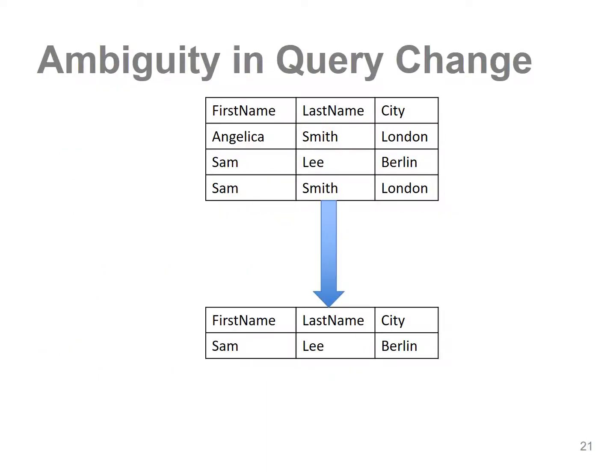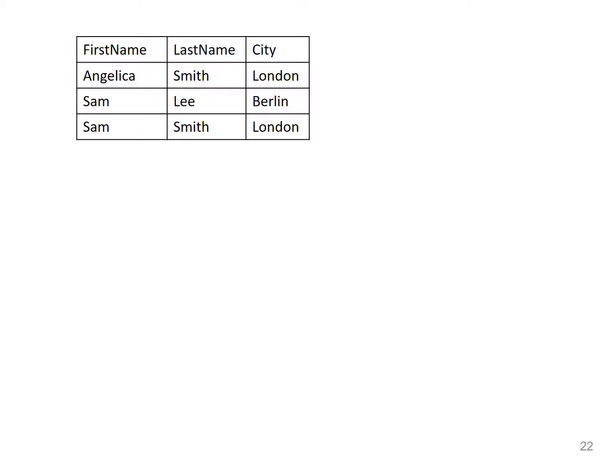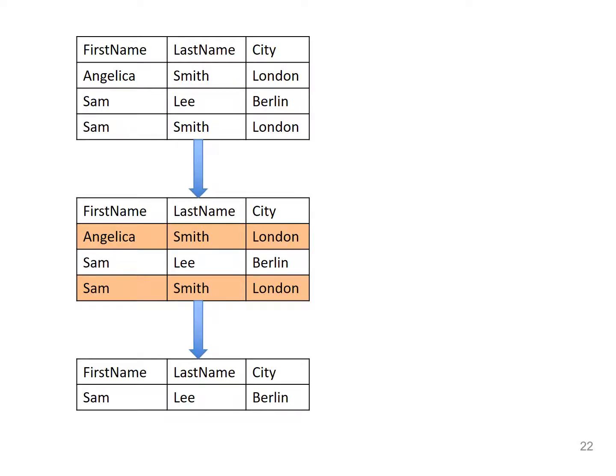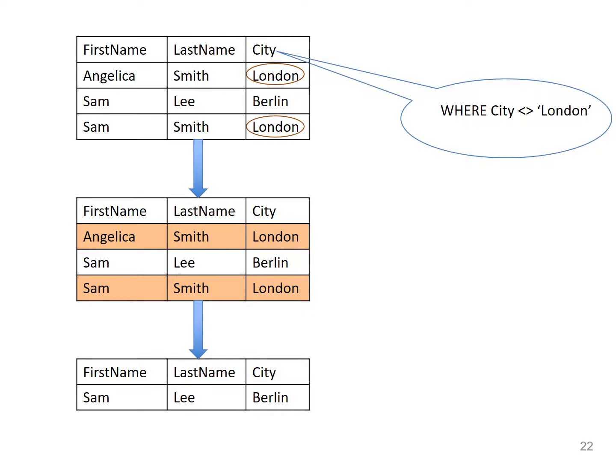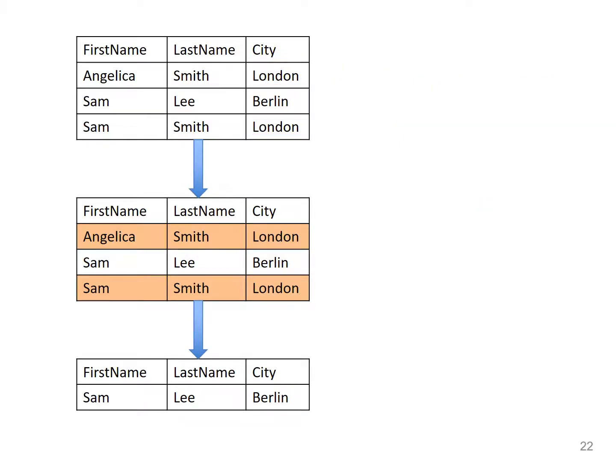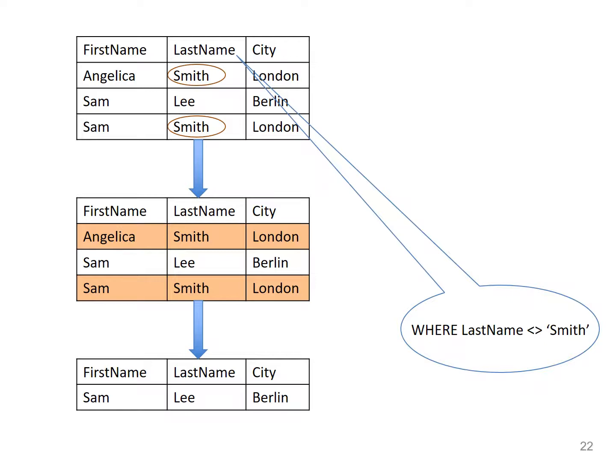For instance, it is hard to determine what was the change in the query for result-based tweening. So for example, for this particular transformation, the result-based tweening would be showing deletion of these two rows. Now, this deletion could be because of a new where clause condition, city not equal to London, or it could be because of a new where clause on the last name not equal to Smith.